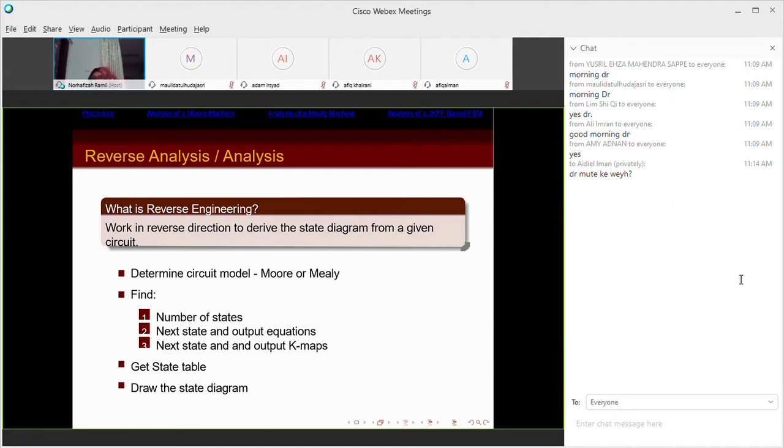So the process: first of all, you have to determine whether the given circuit is Mealy or Moore. Then from there you find the number of states, and then you derive the next state and output equations, and then the next state and output K-maps. But actually K-maps you can either use or skip. And then you get the state table, which is probably important, and the state diagram. The last is the state diagram, because that shows you the behavior. Is it a counter? Is it a vending machine, or whatever process it shows?